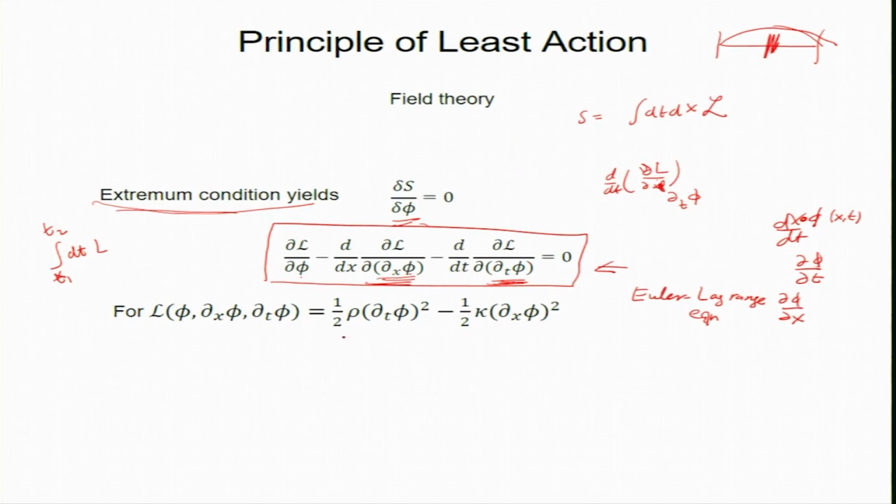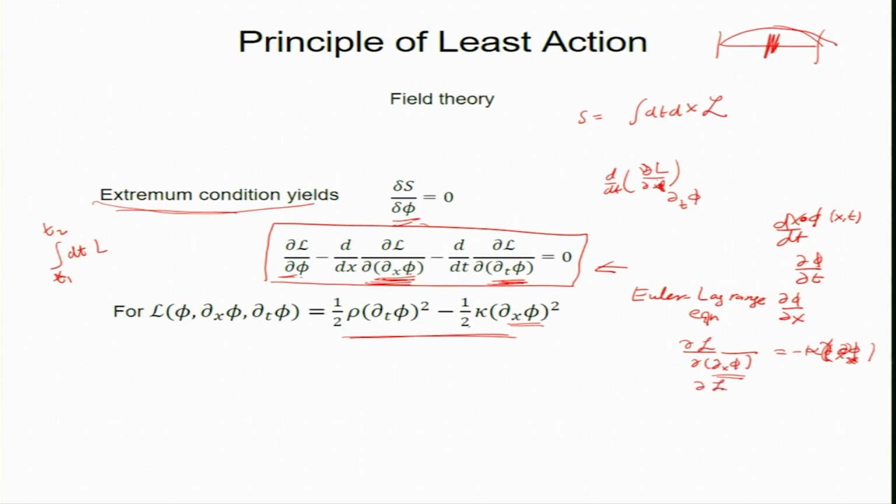Now, let us apply it to our string. This is my Lagrangian density. So, what about partial L partial phi? It is not an explicit function of phi, so it is 0. What about partial L partial dx phi? Take this Lagrangian and take the derivative with relative to partial x phi. Which part is partial x phi? This is partial x phi. If I take the derivative, what will I get? The 2 will cancel with the half, and I get minus kappa dx phi. Dx phi is a function and I am just taking the derivative with respect to dx phi.